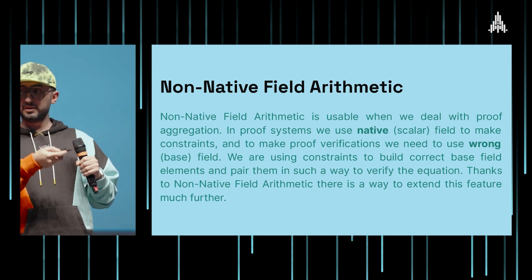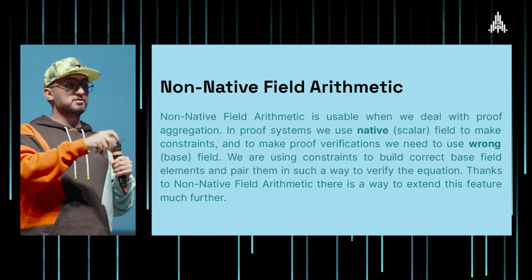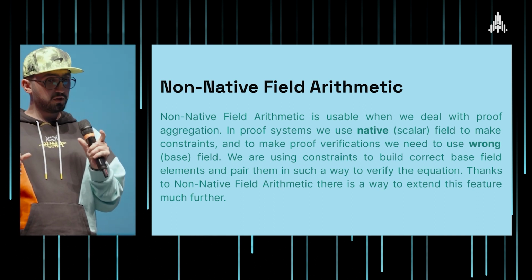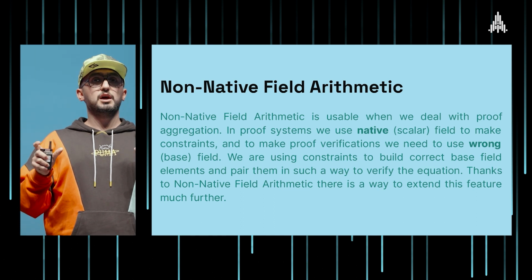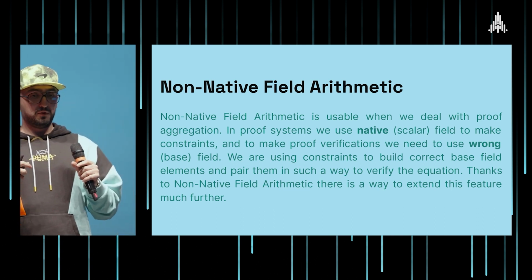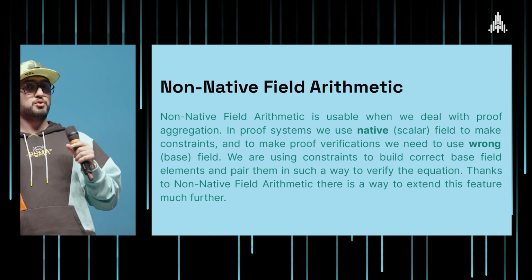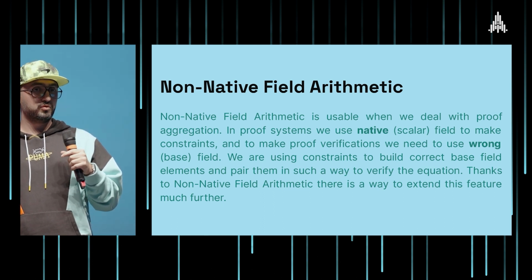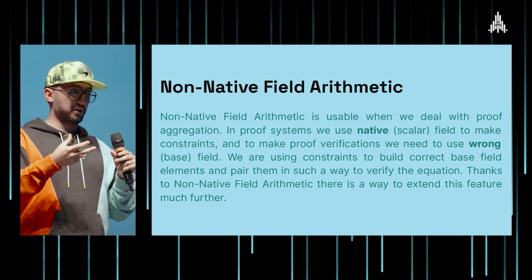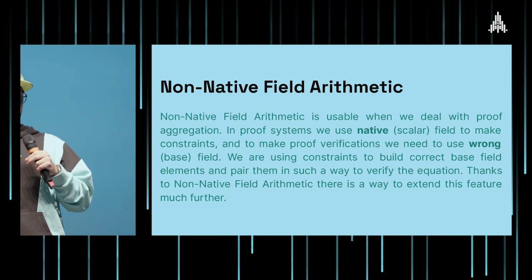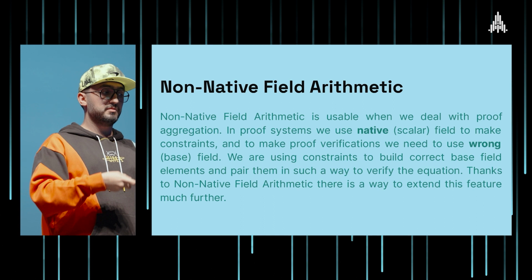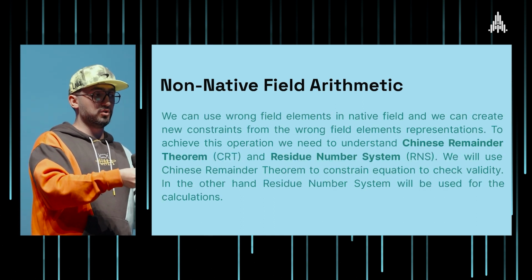As I explained, field arithmetic: we are using non-native field arithmetic, which means we are using our scalar field to build constraints, and we get results on our base field. So if you get results on the base field, how can you use your proofs to create a new proof? You need to carry them to our native or scalar field to construct these constraints again. So we are using non-native field arithmetic operations to construct this.